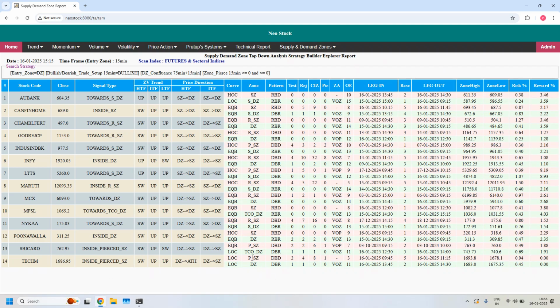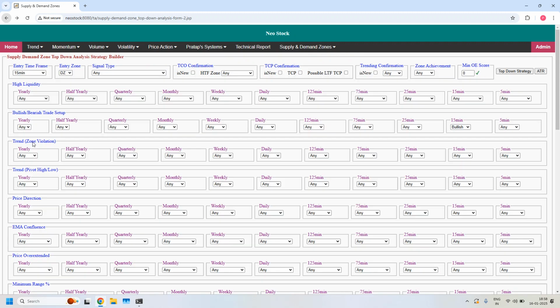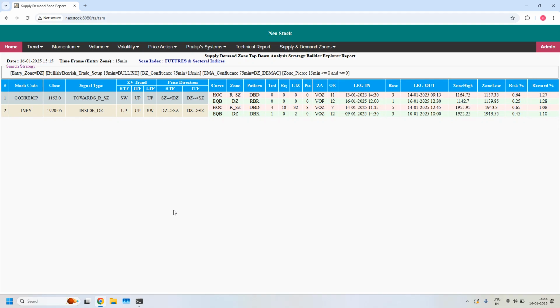In these 14 stocks, these 15 minutes demand zones are part of the 75 minutes demand zone. And 75 minutes trend, ITF trend is up. If 75 minutes demand zone is having daily EMA, they are even more high probability trade setup supported stocks from these 14 stocks. Let us verify. In the EMA confluence at 75 minutes time frame, because 15 minutes zone is part of the 75 minutes demand zone, I am setting 75 minutes demand zone having daily EMA confluence filter. With this filter, we got 2 stocks. So these 2 stocks are even more high probability trade setup supported demand zones.